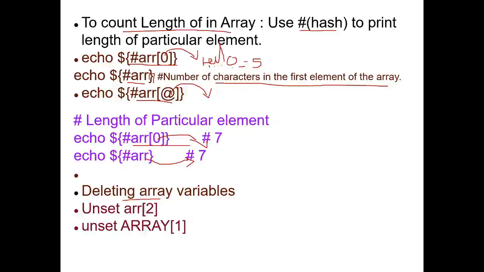If you want to delete array variables, you can use the keyword unset. This will delete the array element from index position 2. Similarly, you can use any index position, or you can also use just the array name, and it will delete the full array.